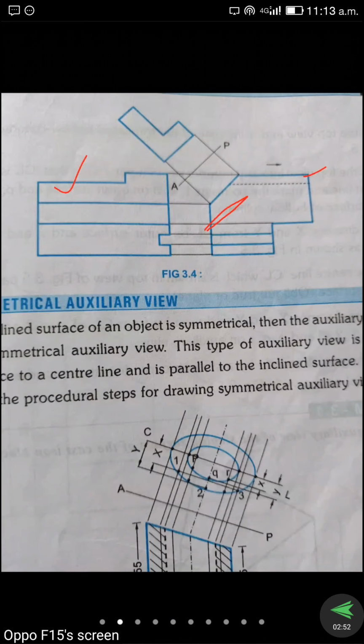These are the three types of auxiliary views: auxiliary front view, auxiliary top view and auxiliary side view. Okay. So now there is one example problem.